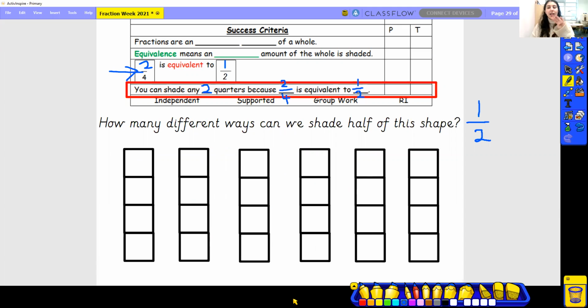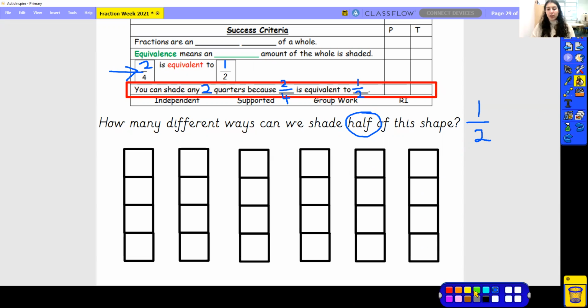So how many of my quarters do I need to shade to be equivalent to 1/2? Well done, you can shade any 2 quarters because 2 quarters is equivalent to 1/2. So even though this is saying how many different ways can we shade half of this shape, even though this is in quarters, doesn't matter because I know that 2 quarters is equivalent to 1/2. So I could say 1, 2. That is equivalent to 1/2. 2 out of my 4 quarters.